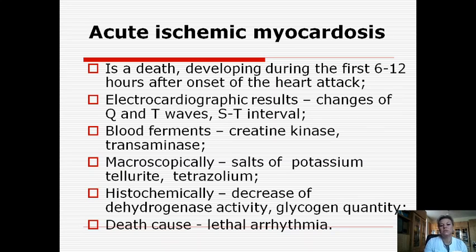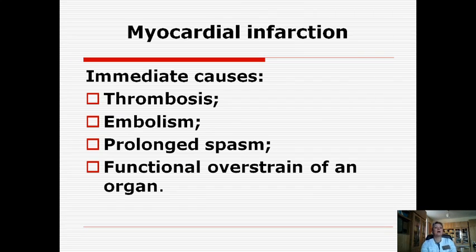Staining. Histochemically, there is a decrease of dehydrogenase activity and glycogen quantity. The cause of death is lethal arrhythmia too. Histologically, we can see parenchymatous dystrophy in the cardiomyocytes. Myocardial infarction we can see through 6 hours after the start of a heart attack, only histologically. Anatomically, myocardial infarction we can see through 1 day only, 24 hours.